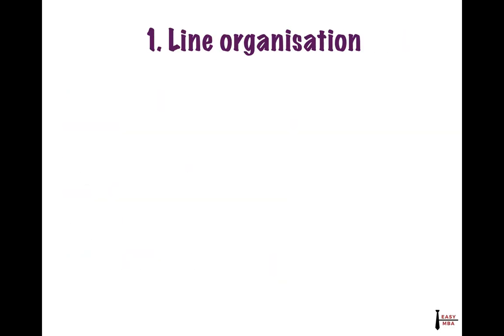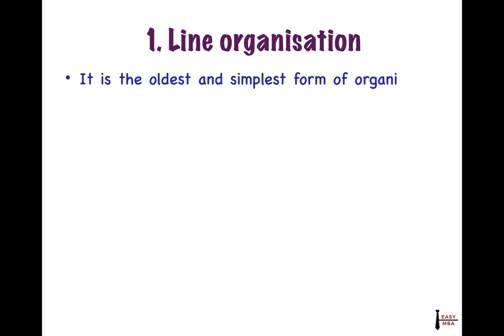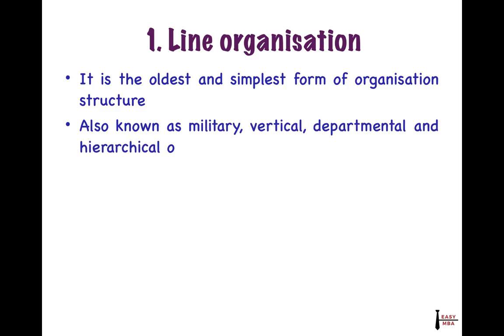So now let's first move on to line organization. Let's understand what exactly is line organization. So it is first of all the oldest form of organization or the simplest form of organization structure. It is also known as a military, vertical, departmental or hierarchical organizational structure.